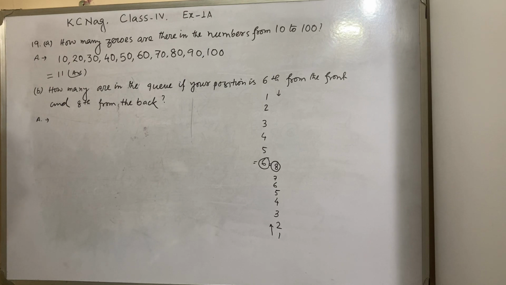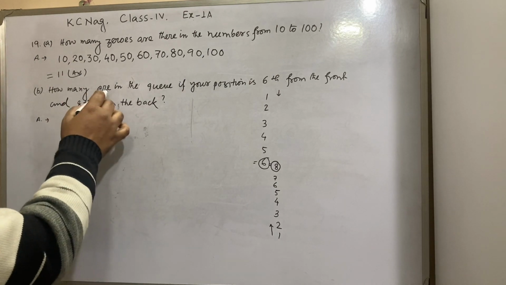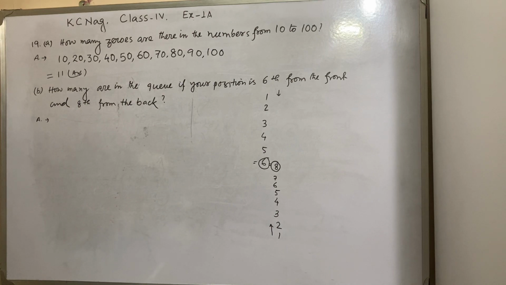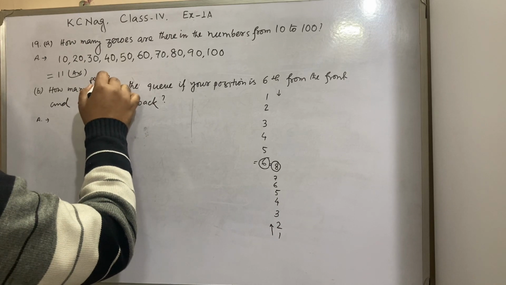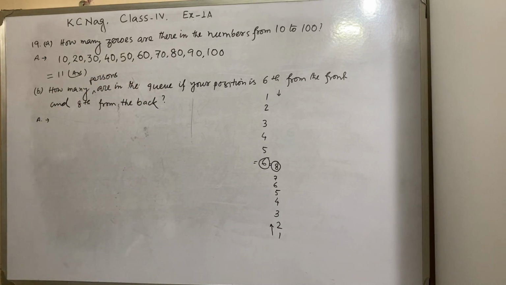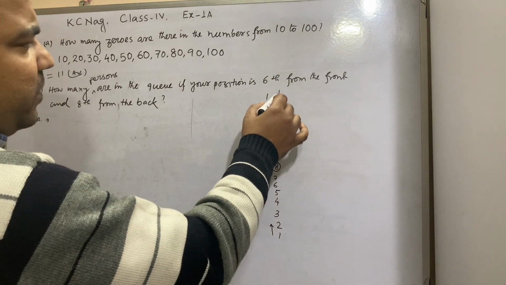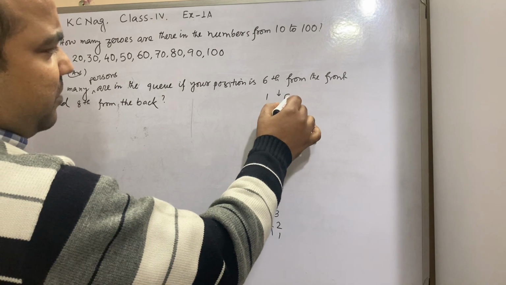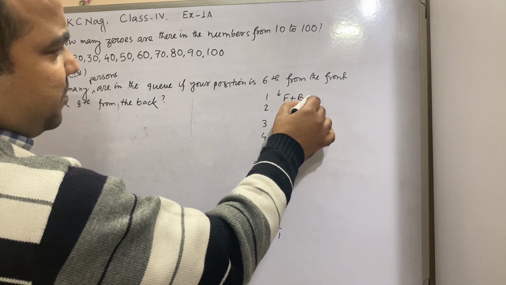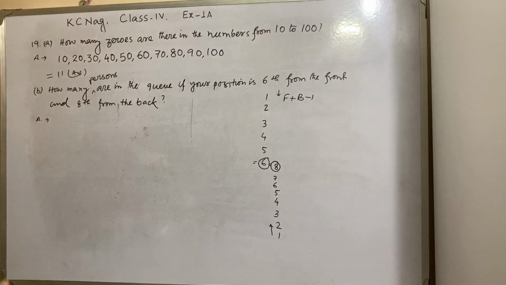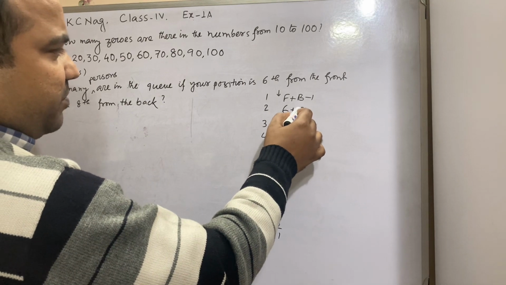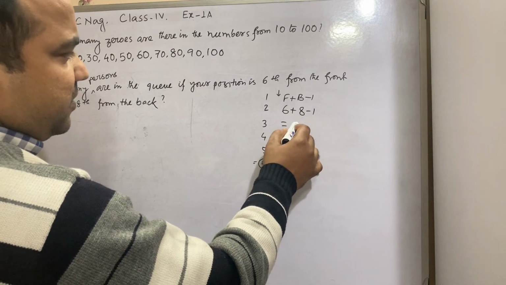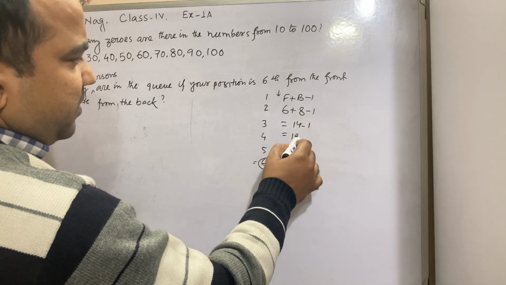So how many persons do you have to count? There is one formula: front position plus back position minus 1 will be the total number of persons. Your front position is 6 and back position is 8, so 6 plus 8 is 14, minus 1, the total will be 13.